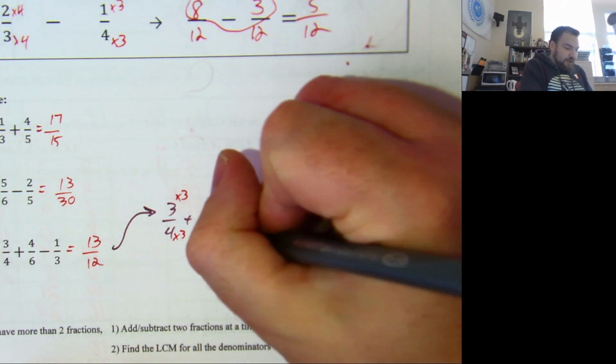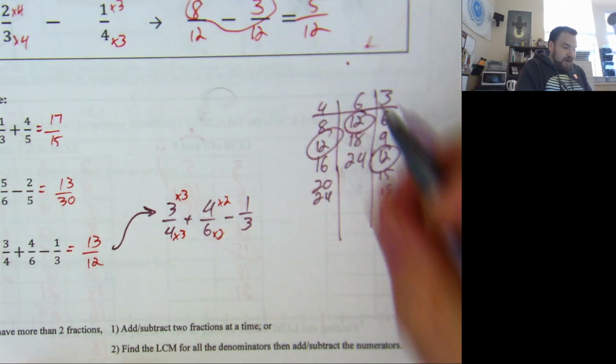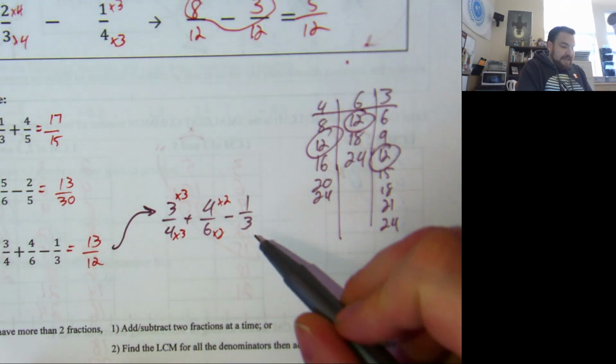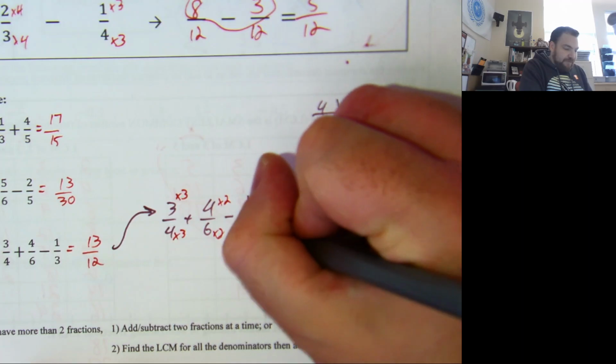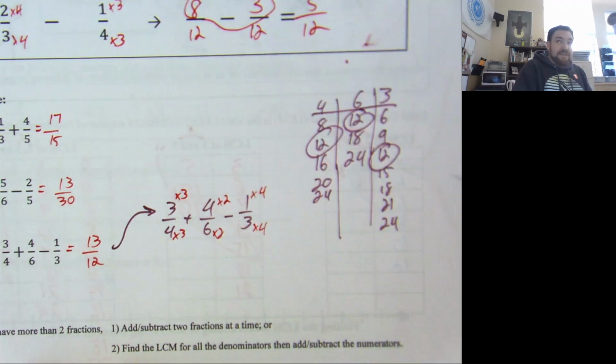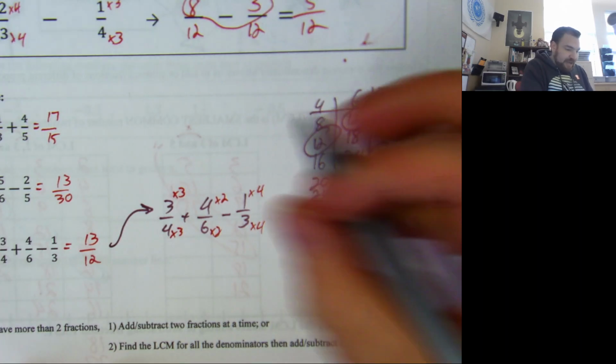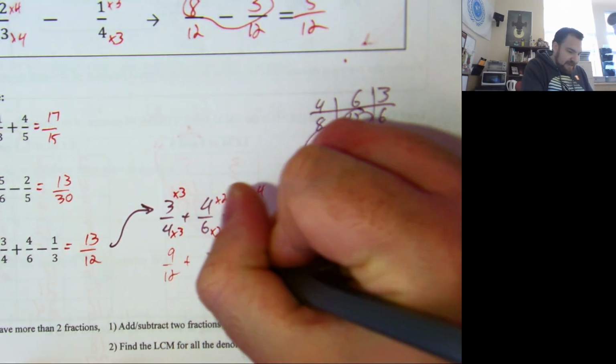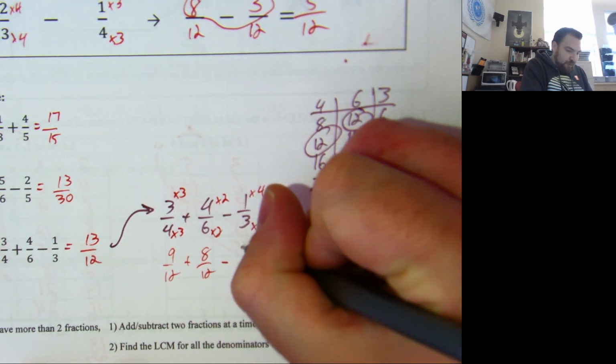To get from 6, we're going to multiply by 2. Whatever I do to the bottom, I do to the top. To get 3 up to 12, we're going to multiply by 4. And we're going to do that same thing to the top. And so we're going to get 9 over 12 plus 8 over 12 minus 4 over 12.